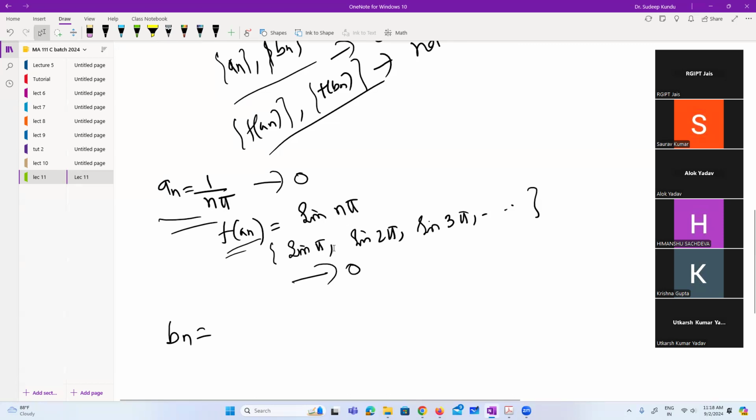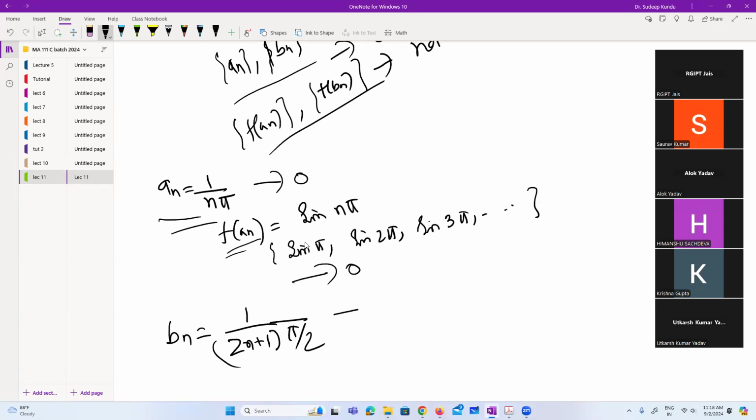So give some odd or even, right? Okay. Suppose you want to set this one. This one you are saying? Yes, sir. So what does this sequence converge to? For n equals infinity, it also converges to zero. So this is the bn sequence. This should converge to 0.